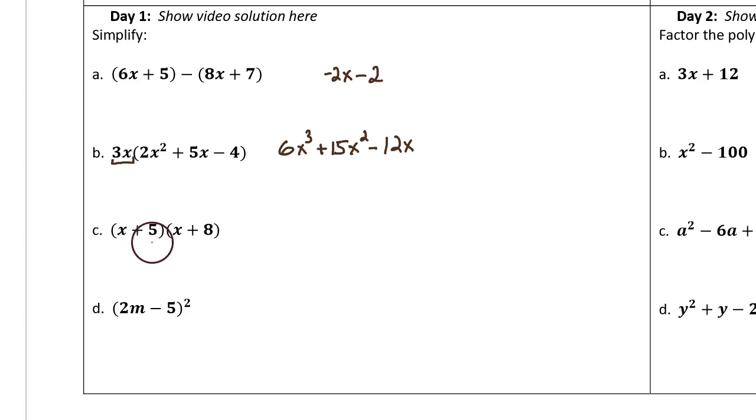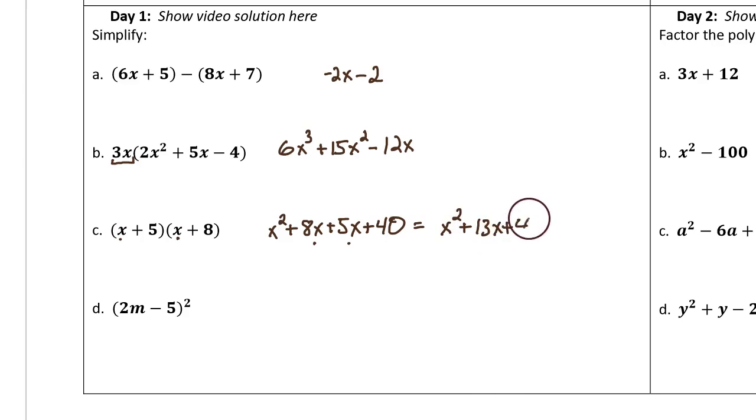Question C, a binomial being multiplied to another binomial. This is done using FOIL. X times x is x squared. X times 8 is 8x. The inner product is 5 times x, which is 5x. And last, 5 times 8 is positive 40. Because these two terms are like terms, they can be combined together. X squared plus 13x plus 40.